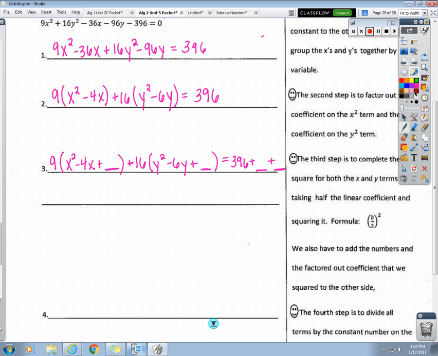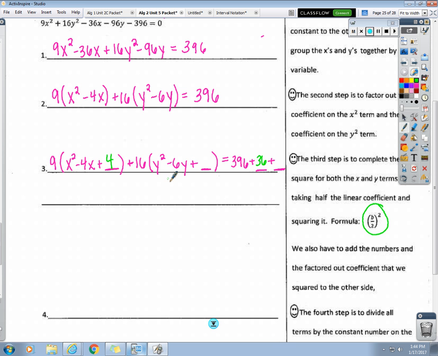Okay, who remembers how we fill in the blank? Right, b over 2 squared. So for the x's, what's the b value in this x trinomial? Negative 4. Negative 4 divided by 2 is negative 2, but negative 2 squared is 4. Okay, now pay attention, this is different. Remember, with parabolas, there was nothing out here factored out, so we would have just simply added 4 to this side. But with ellipses, you now have to multiply that 4 by the 9, and that will be 36 over here.